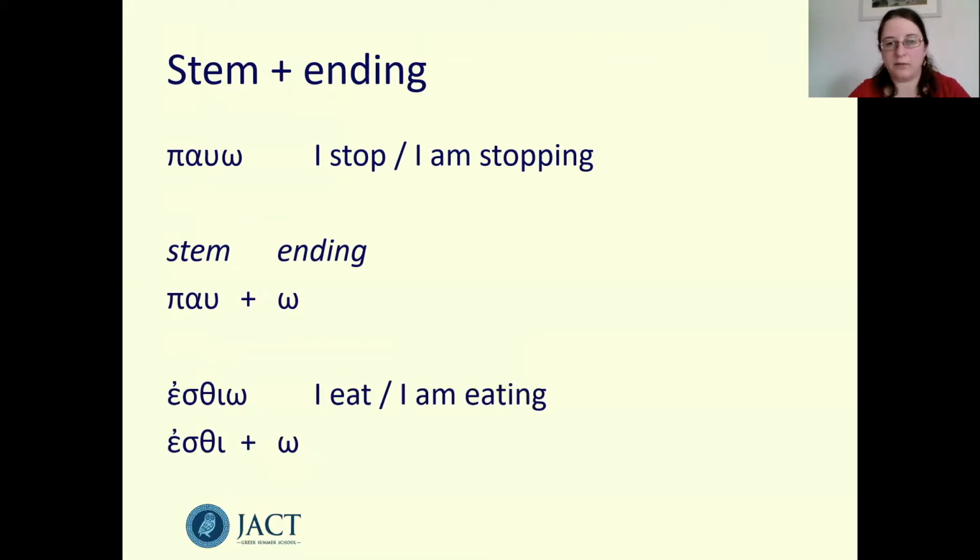Here's another example. The verb esthio means I eat or I am eating. The esthi bit tells us that this is the verb to do with eating. The o tells us that it is I who am doing it.